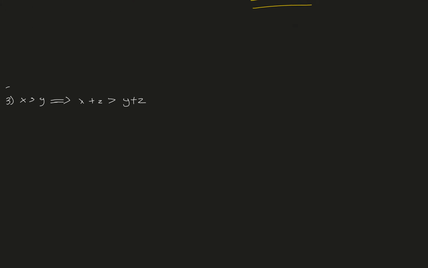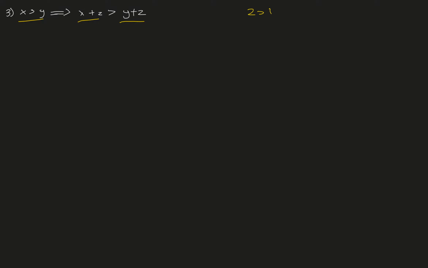Now let's take a look at one more example. It says that if x is greater than y, then x plus z is greater than y plus z. Let's take a quick example of this. If 2 is greater than 1, then 2 plus 1 is greater than 1 plus 1. This says 3 is greater than 2. So let's take a look at how we can prove this.